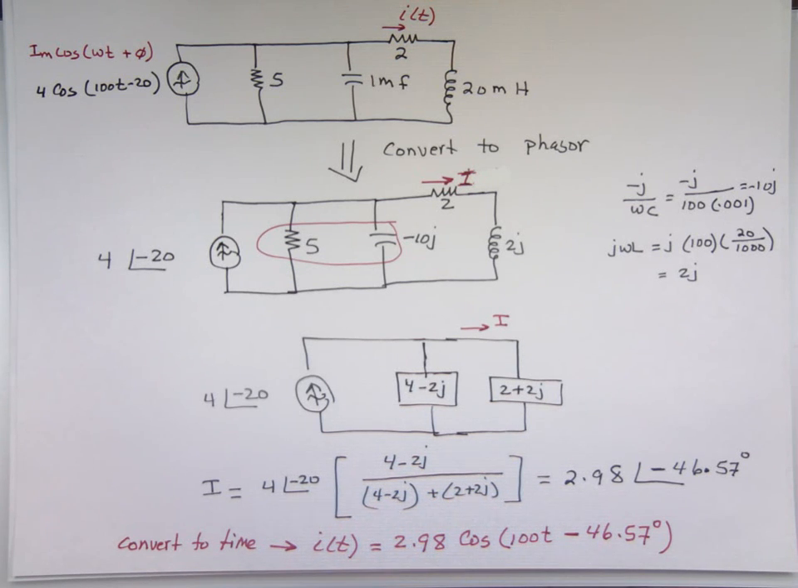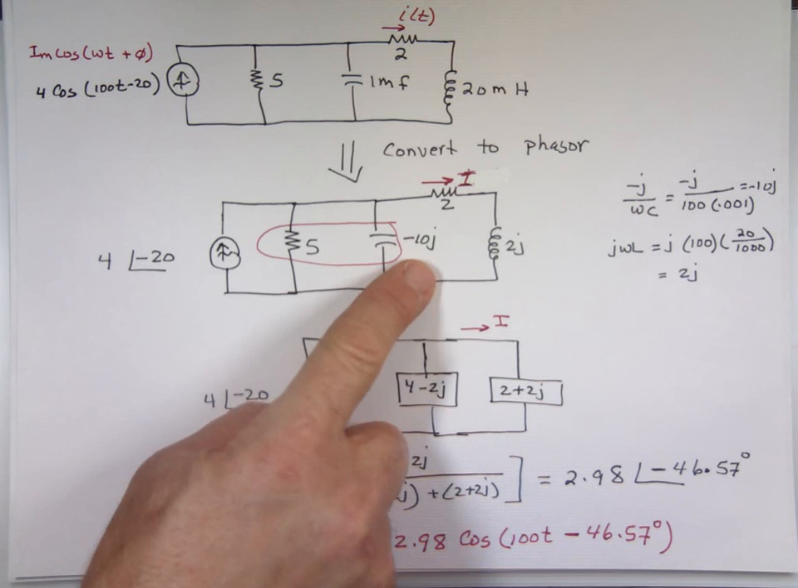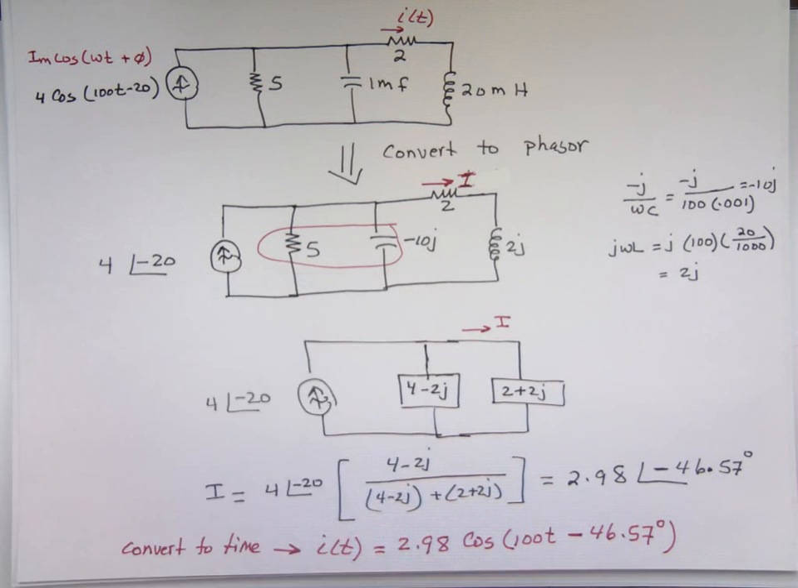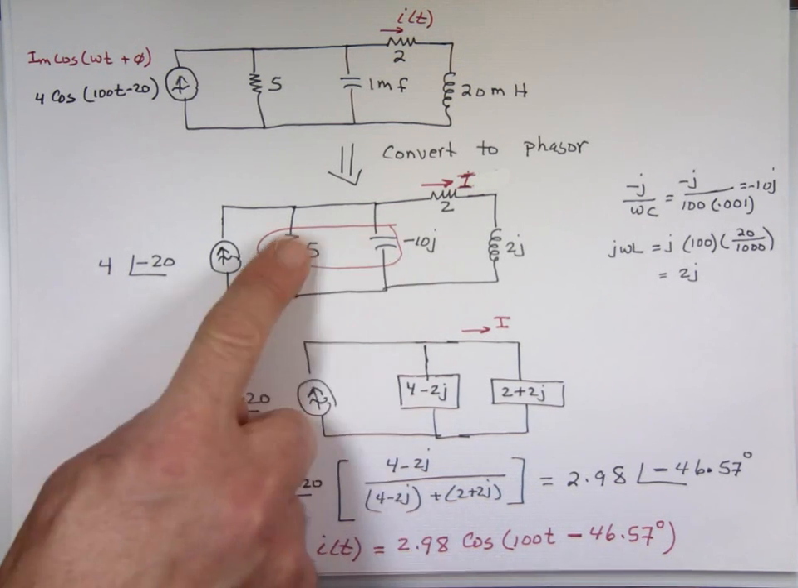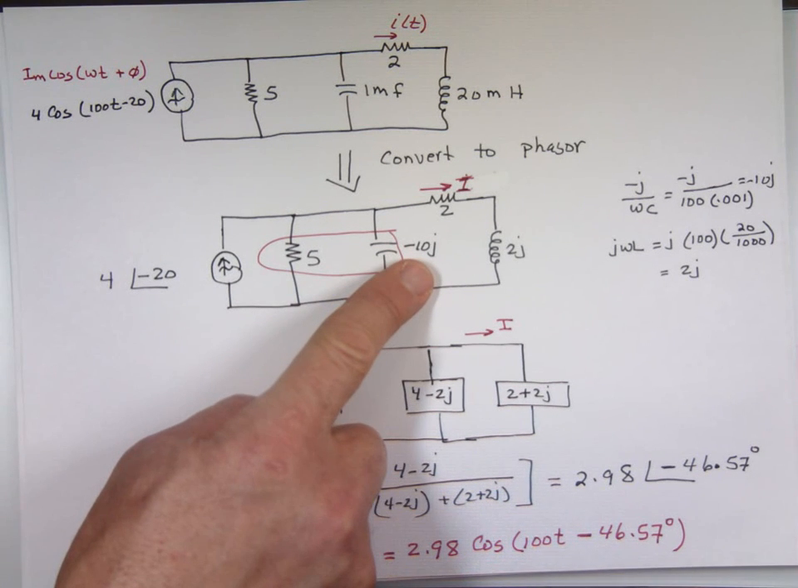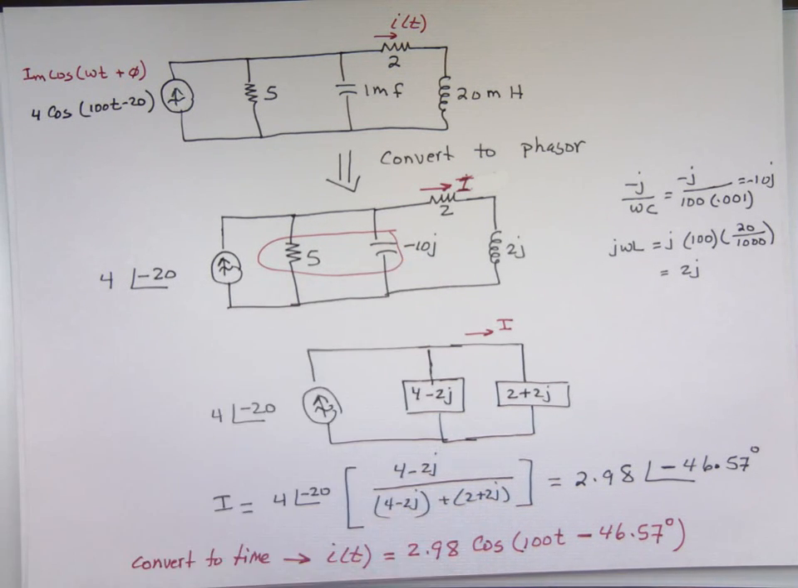Can you just explain again how you added up that 5 ohm resistor and the negative 10j capacitor? Product over the sum. Yep, they're in parallel, just like resistors. So the product over the sum: this times this, over the sum of them. This times that is negative 50j. So if I go negative 50j on my calculator, here we go.